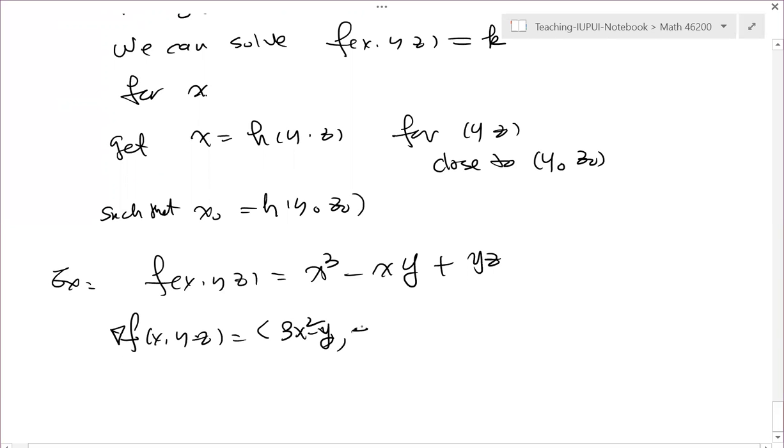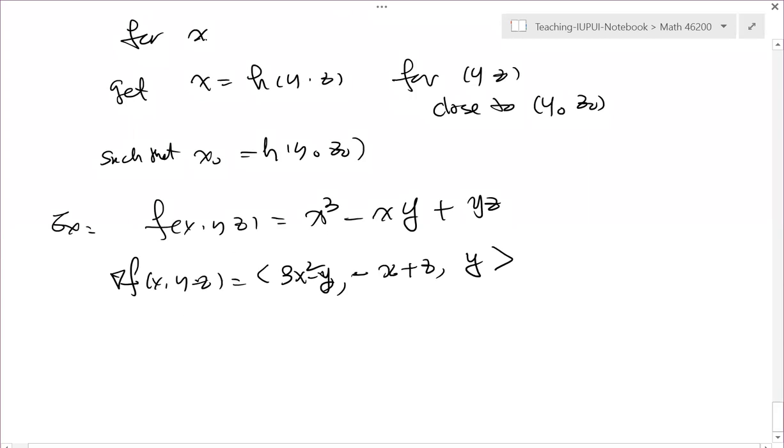Partial derivative of y with respect to x, and the derivative of f with respect to z, right? So 3x squared minus y, you differentiate with respect to x. Then you differentiate with respect to y, negative x plus z, and this. Okay, in general, we want to make sure this is not going to 0.